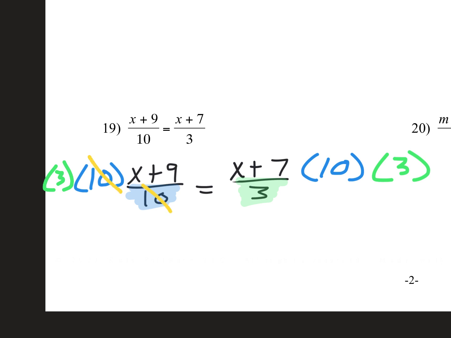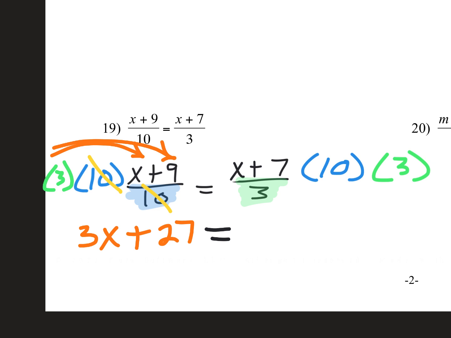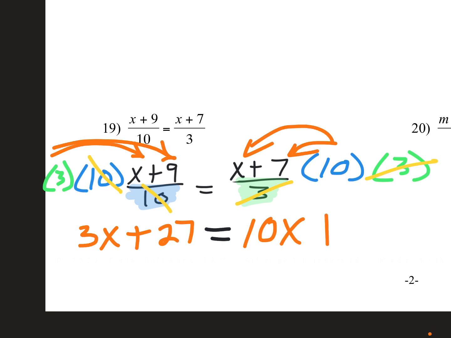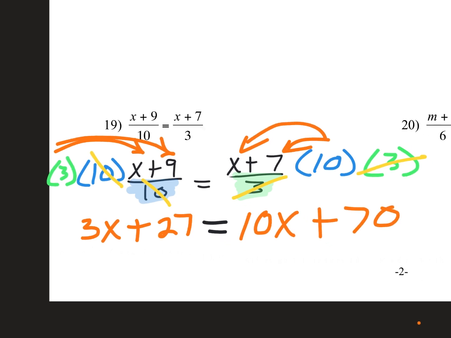But I still need to multiply that 3 by the x and by the 9. The 10s canceled, but the 3 is not. So 3 times x is going to give me 3x. But you're right, it is going to be 27. You were just a little ahead of me. 3 times 9 is 27. Over on the right-hand side, what canceled? The 3s. And then I still need to multiply what's left over. So 10 times x is 10x, plus 70. Thank you.